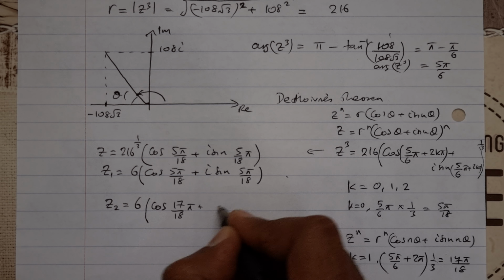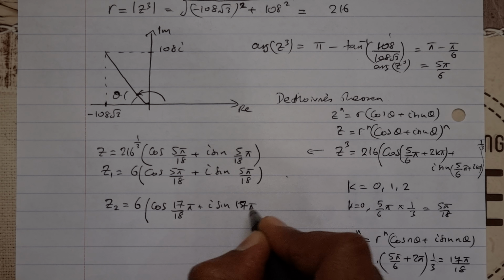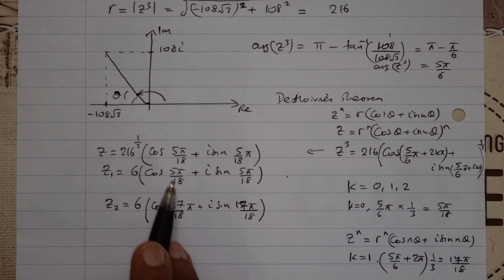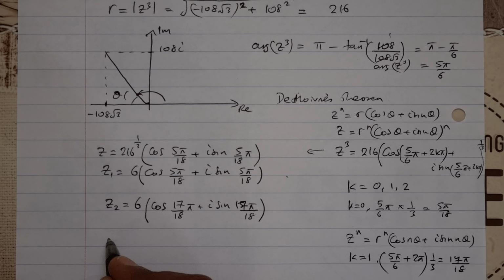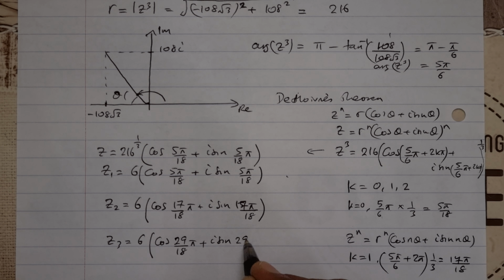Immediately I can see a sequence of angles over here. The difference between these two angles is 12. So the next one, Z3, is equal to 6 into, just to cut it short, cos of 29 over 18 pi plus i sine of 29 over 18 multiplied by pi.